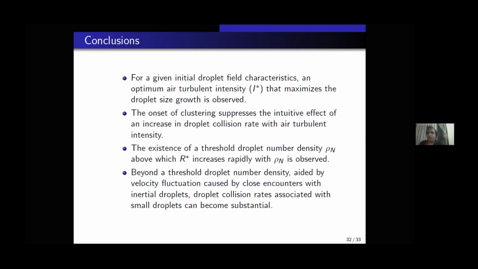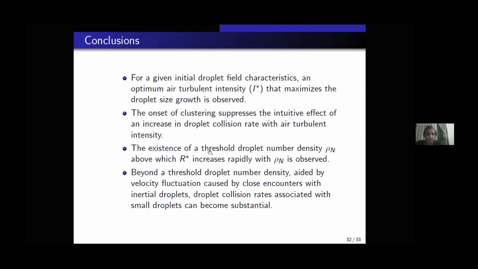So as a summary, we had two different parts. The first two points correspond to part 1, where we said for given initial droplet field characteristics, there exists an optimum air turbulence intensity that maximizes the droplet size growth. And we explained it via the observation that clustering is onset at I equals I star, and it exists for all values of turbulence intensities greater than I star. And this clustering actually suppresses the droplet collision rates.